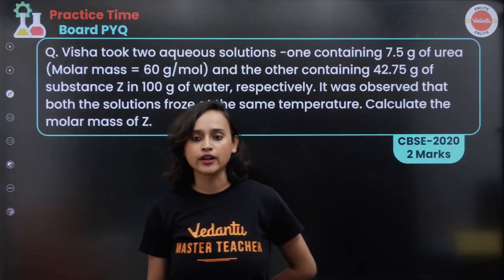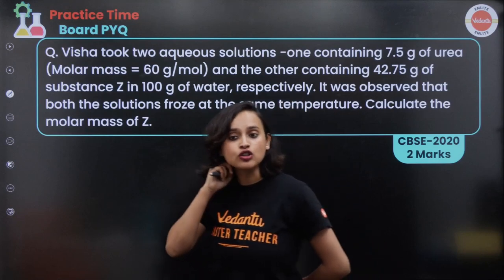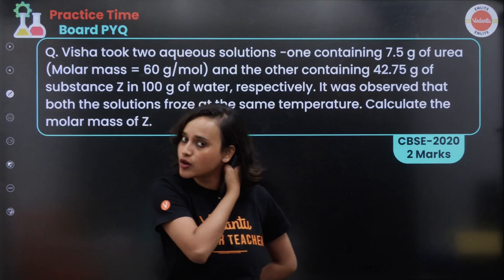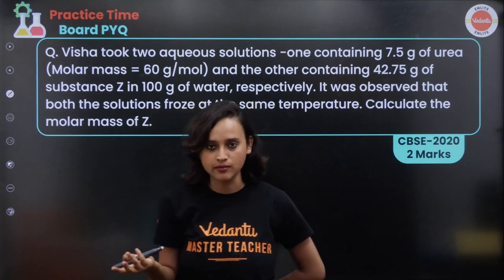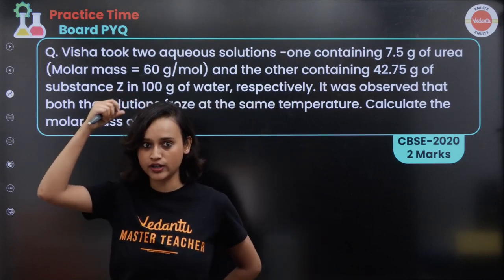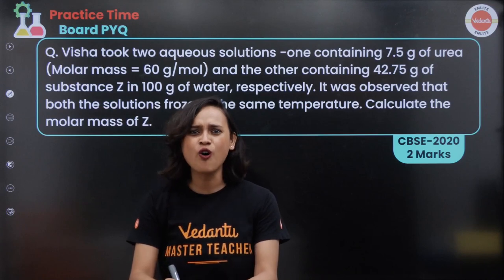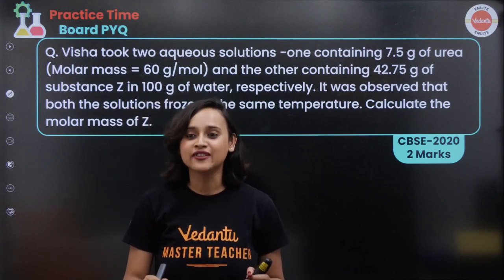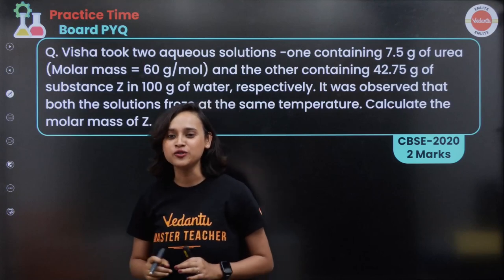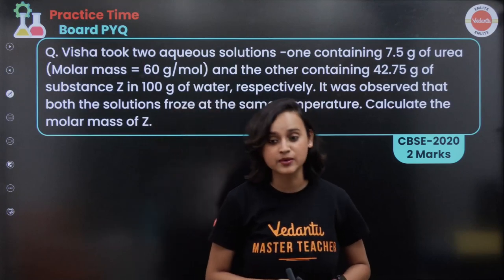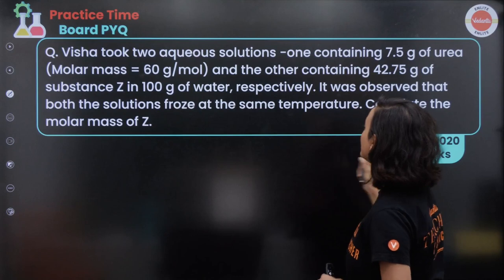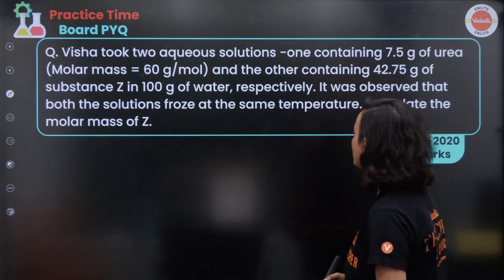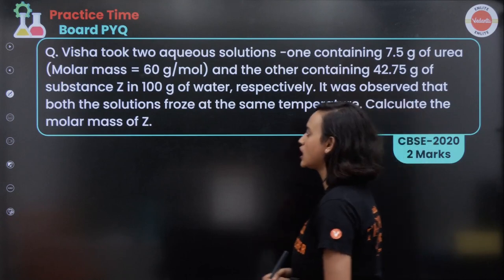Alright, moving on. Visha took two aqueous solutions. One containing 7.5 gram of urea, molar mass is 60 gram. Once again, a lot of questions about urea. And the other containing 42.75 gram of substance Z in 100 gram of water respectively. It was observed that both the solutions froze at the same temperature. Calculate the molar mass of Z.